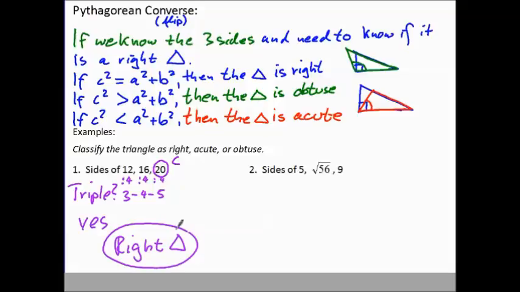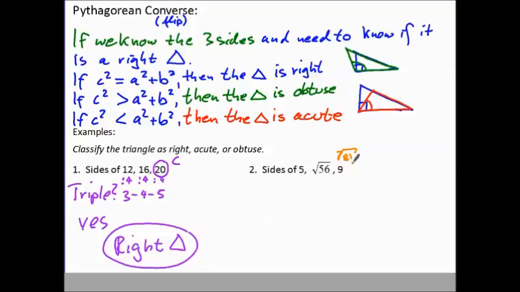Okay, let's move on to example number 2. Example number 2 has one of the sides which is an irrational number, so there's not going to be a triple. And now which one is actually our largest side to set up our equation? Square root of 56 looks pretty large. What about the other two numbers? 5 is the square root of 25, 9 is the square root of 81. So that seems to be the longest side.